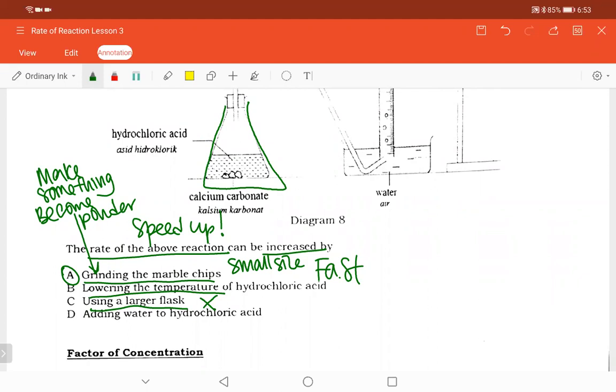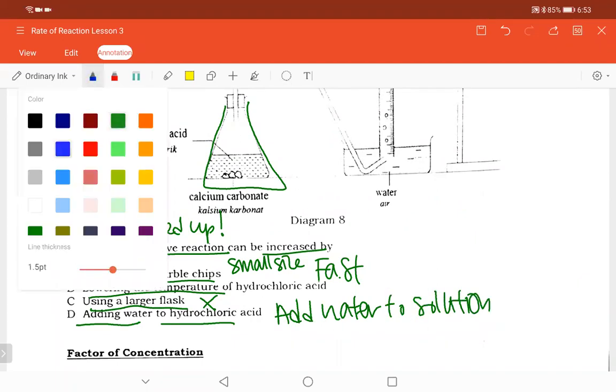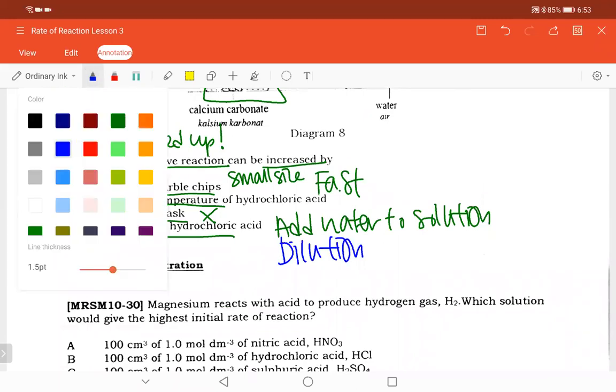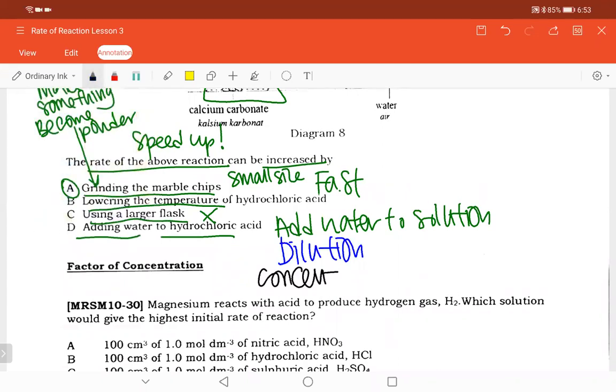This is related to something that we learned before in chapter 6. Whenever we add water to a solution, we are doing a process called dilution. Dilute means that the concentration will decrease. So when we add water to a solution, we are doing dilution. Dilution lowers the concentration.